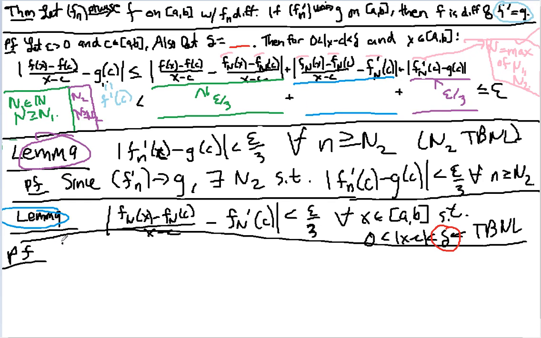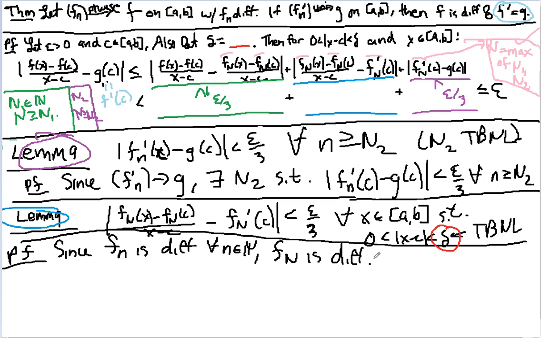Proof. Here I already started writing this. Since Fn is differentiable for all n belonging to natural numbers, capital N is a constant now. Fn is differentiable. By definition of differentiability, there exists a delta bigger than 0, such that basically exactly what we need.